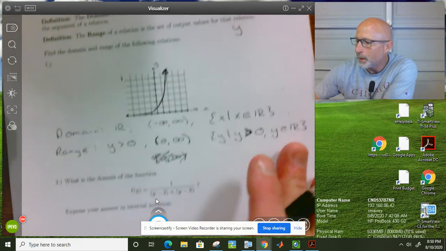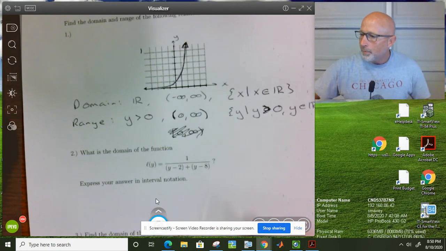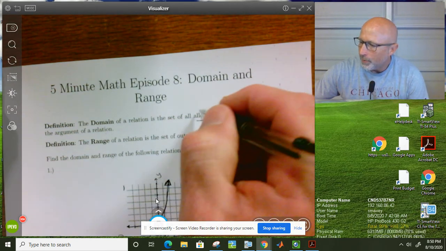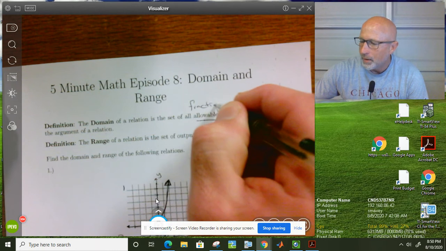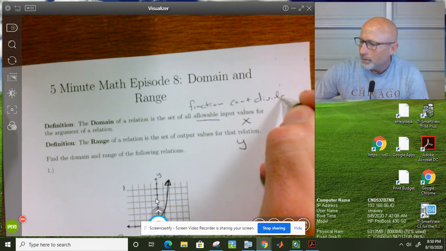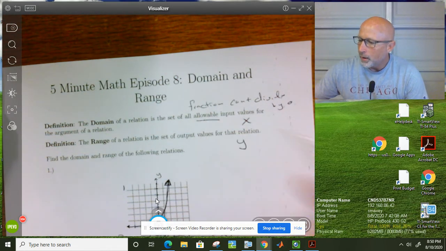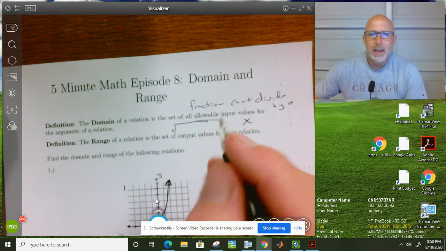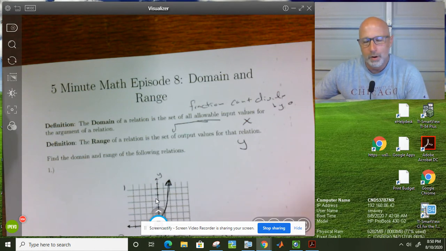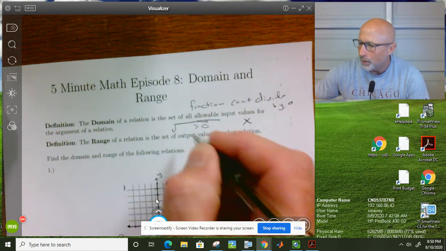So anyway, domain. Here are the two things you need to basically be worried about. Domain is about what's allowable. One thing you have to worry about is a fraction, because you can't divide by 0. The other thing you have to worry about is square roots. We will learn about complex numbers, so technically you can take the square root of a negative number, but when we're dealing with real numbers, this thing right here has to be greater than or equal to 0.